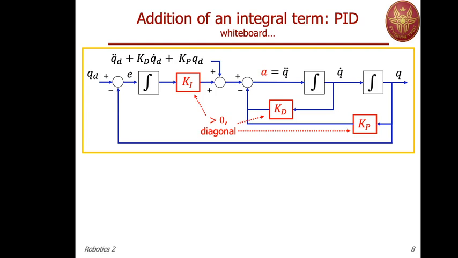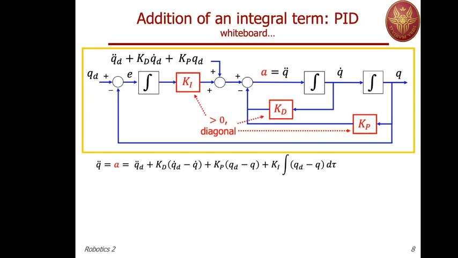But we will see now that this choice, not the diagonal choice, but the positive gain choice, so namely using all elements on the diagonal of this three matrix as being positive, is not sufficient to guarantee asymptotic stability, and then also exponential stability, because we are in the linear domain. So let's do some steps to show what is needed in this case.